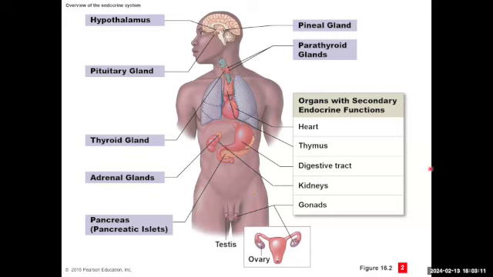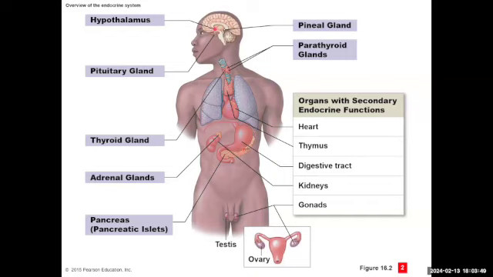But there are actually a lot of other tissues within the body that work as glands as well. So the heart, for example, produces hormones. The thymus itself produces hormones. The digestive tract, the kidneys, all of these produce hormones as well. But what we're going to focus on are the more traditional types for the most part. So again, some traditional endocrine organs include the pancreas, and the pancreas is going to be this organ here. The pancreas is going to produce insulin and glucagon.